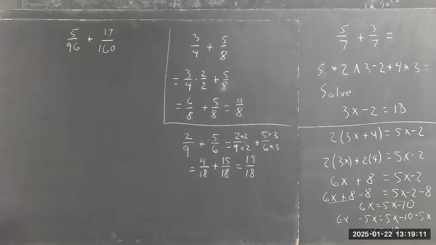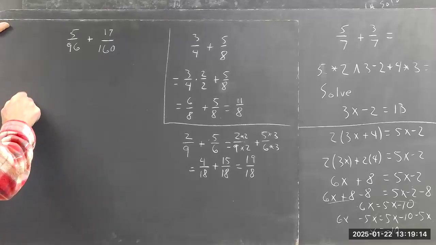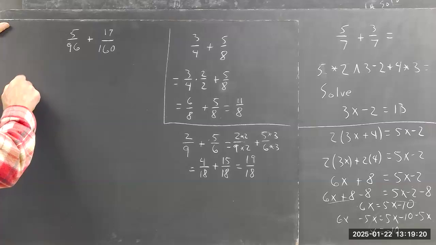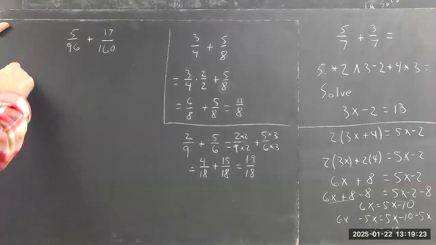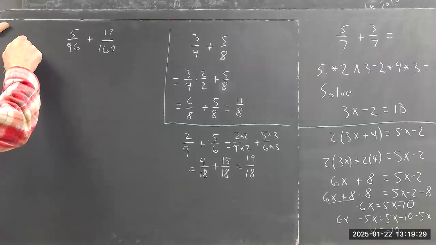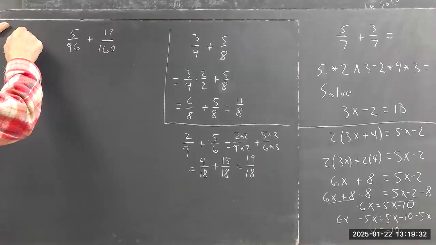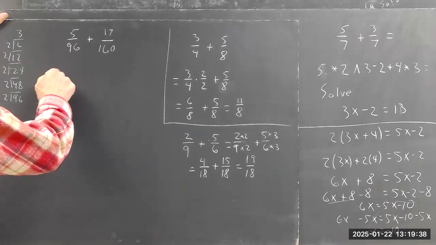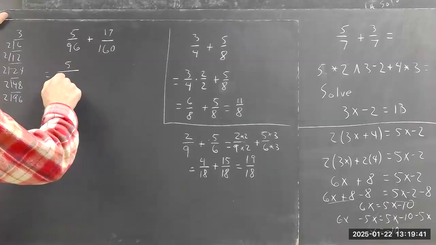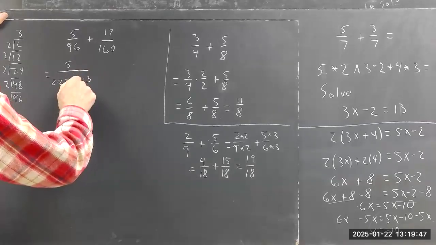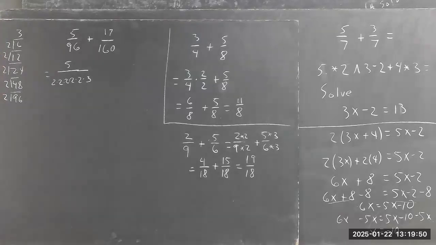So what you do is you say, okay, here's 96. I can divide 96 by 2, gives me 48. I can divide that by 2, gives me 24. I can divide that by 2, gives me 12. I can divide that by 2, gives me 6. And I'm dividing by 2 until I get to the last number, which is 3. So this is 5 over 2 times 2 times 2 times 2 times 2 times 3. Okay? Make sense?